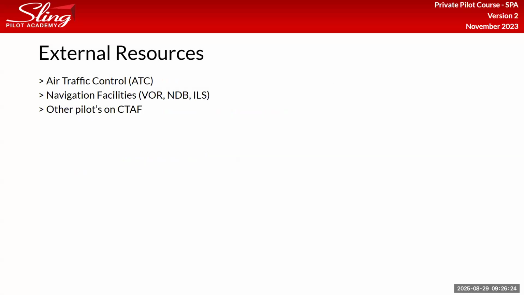External resources: ATC, VORs, NDBs, ILS are all nav facilities, specifically ground-based nav facilities, to use to help you get back to an airport or fly direct to a VOR. And then other pilots on a common traffic advisory frequency, right? So the biggest one is ATC, or if there's controlled airspace, they are always your first, if not your best resource, especially if you have no one else in the plane with you.